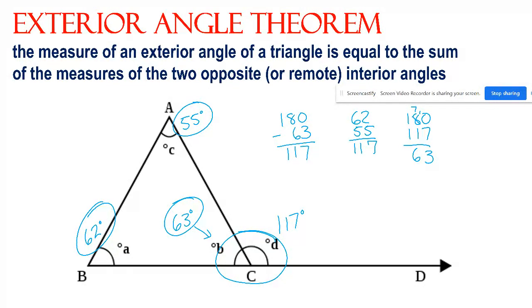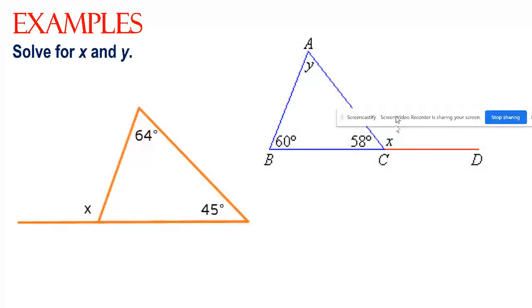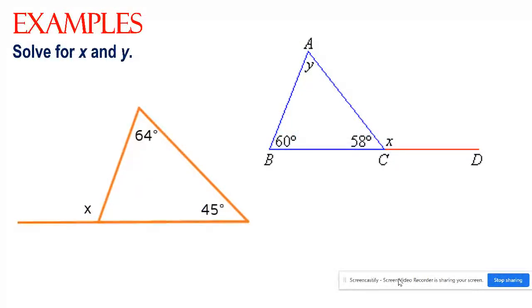All right, let's do some examples and see what your problems will look like when you're dealing with this theorem. Here we've got just some solve for x and solve for y, just using angles that are filled in. We're going to find missing angles. So again, the quick way to solve for x, if it's an exterior angle, is to add together these two interior angles that are not adjacent to it, that are opposite. So we're going to take 64 and 45. We will add those together, and we will get 109 degrees. So x is 109 degrees.